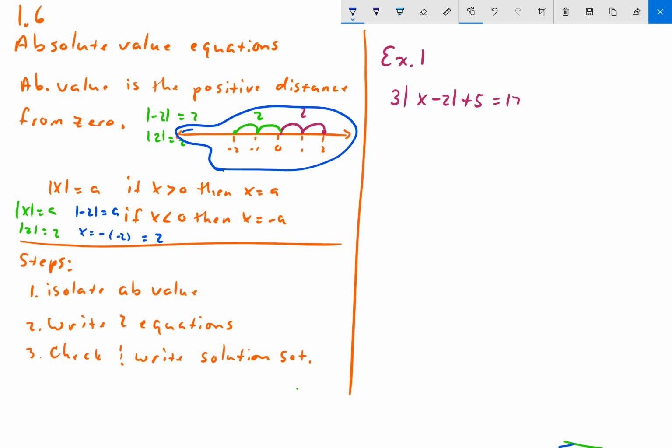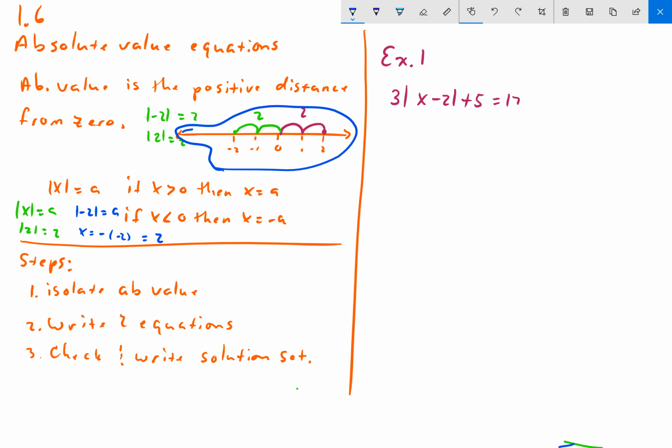Alright. Now, to solve an absolute value equation, we do it very similar to a lot of the other equations we've actually looked at. The very first thing is we're going to isolate the absolute value. We're going to isolate the absolute value sign.